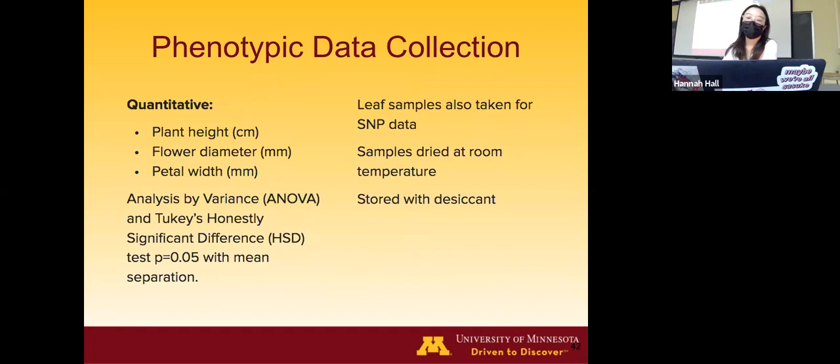So phenotypic data collection. We are collecting some quantitative traits such as plant height, flower diameter, and petal width. And then we plan to analyze all this data using an ANOVA and HSD test. We also have collected leaf samples for SNP data. All these samples are dried at room temperature and stored with a desiccant.